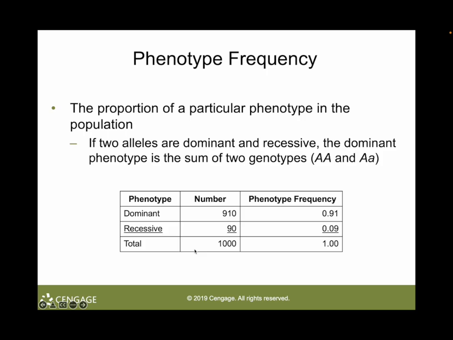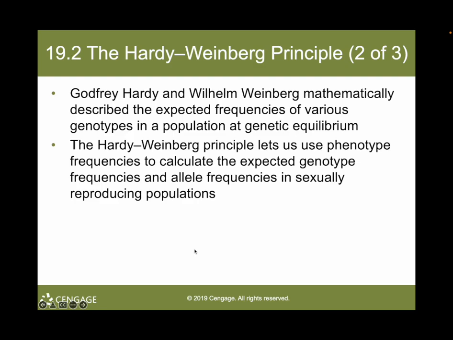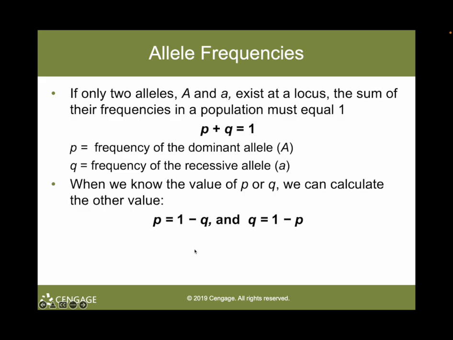The explanation for this stability of successive generations in populations at genetic equilibrium was provided independently by Hardy, an English mathematician, and Weinberg, a German physician, back in 1908. They pointed out that the expected frequencies of various genotypes in a population can be described mathematically. And that's what we have here with the Hardy-Weinberg principle. So let's now get to a couple of equations.